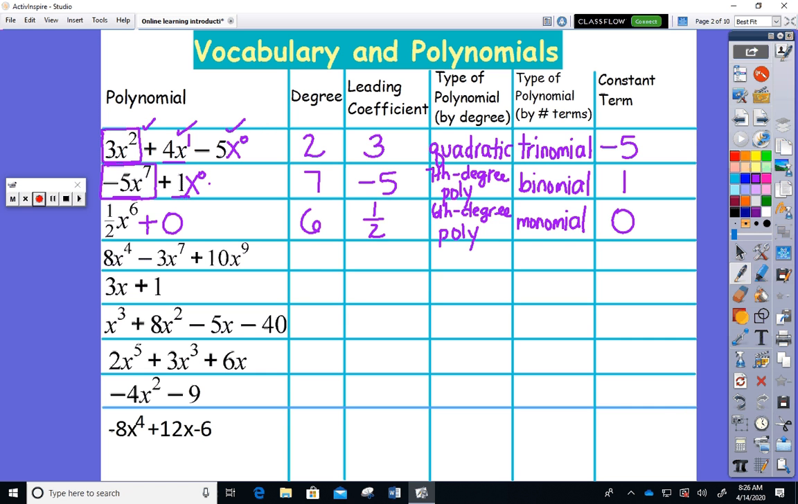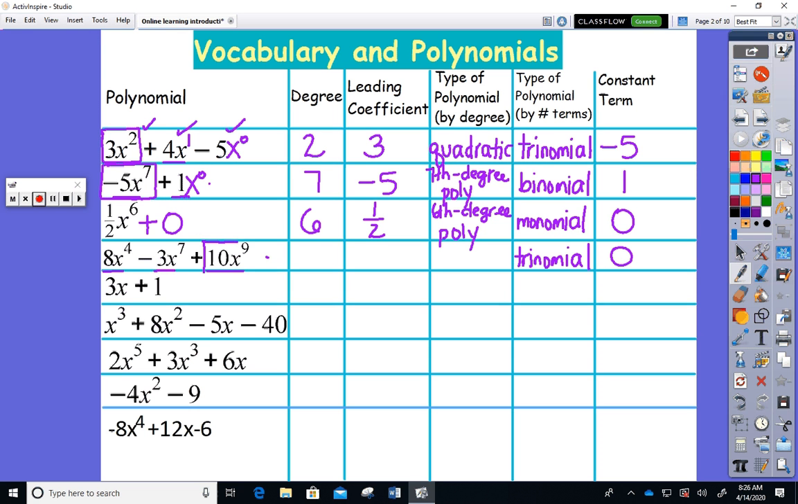Now, on my next polynomial, I see 8x to the 4th, 3x to the 7th, and 10x to the 9th. That's 3 terms. That's a trinomial. I don't see a plain number, so I'm going to say the constant term is 0. Now, I don't have it in the correct order.